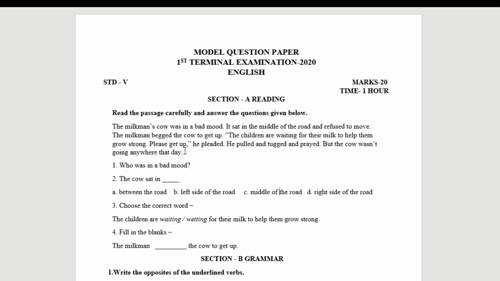Read the passage carefully and answer the questions given below. The milkman's cow was in a bad mood. It sat in the middle of the road and refused to move. The milkman begged the cow to get up. The children are waiting for their milk to help them grow strong. Please get up, he pleaded. He pulled and tugged and prayed, but the cow wasn't going anywhere that day. Your first reading is over.